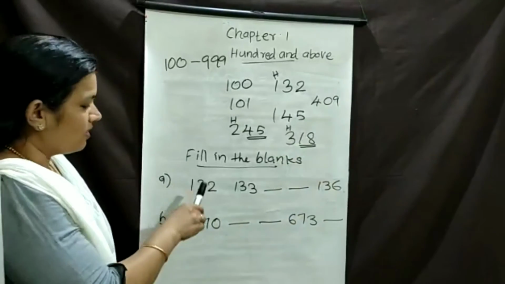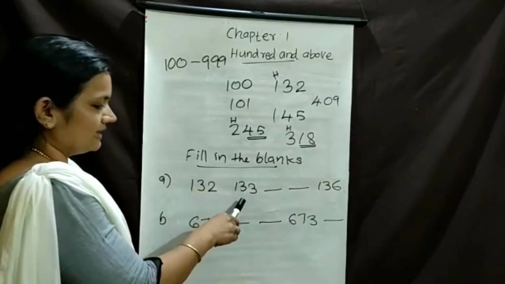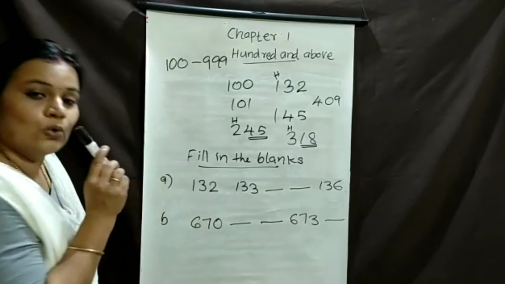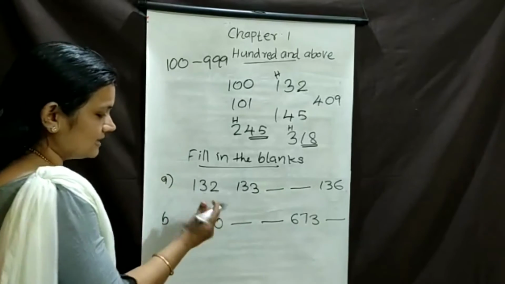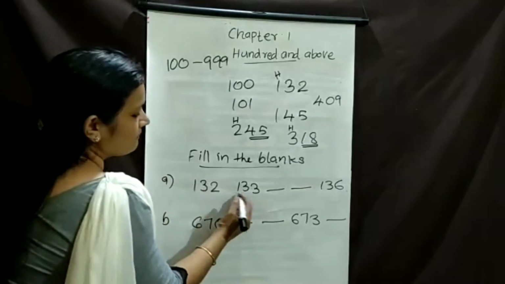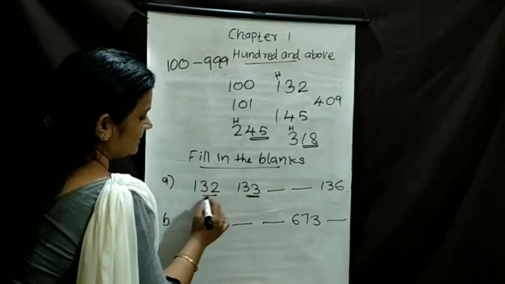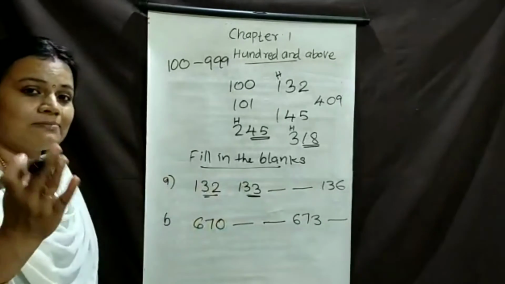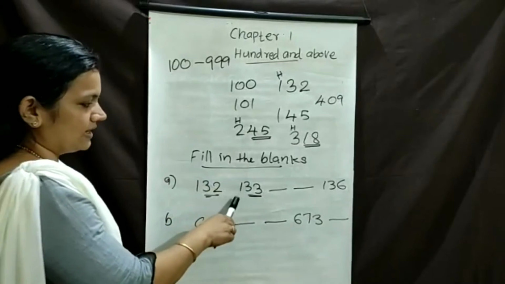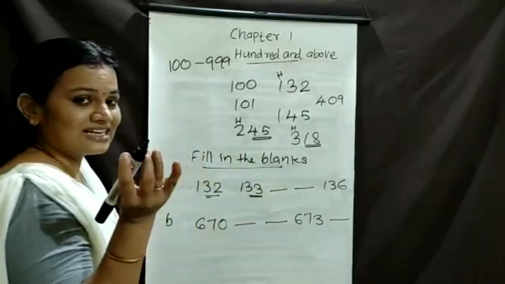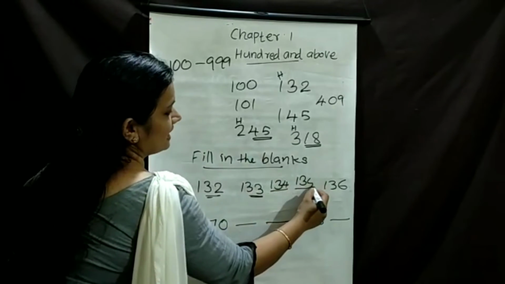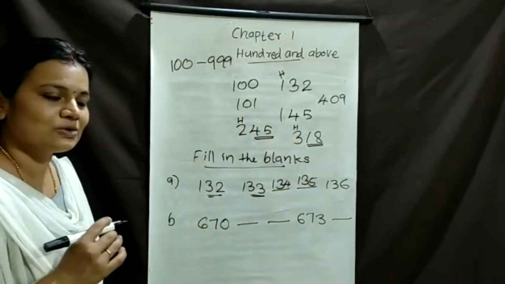Read the first number, 132, 133. What is the next number? Look at the last digit. This is 32. 132. Next, 133. 32, 33. What is the next number? Think about the 2-digit numbers. 132, 133. What is the next? 134, 135. Understood.